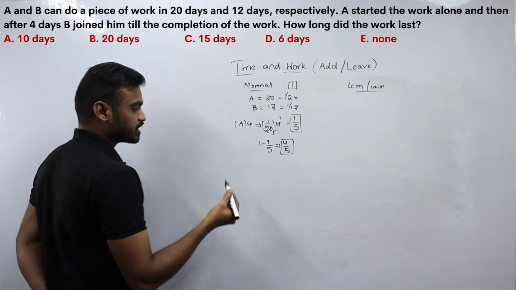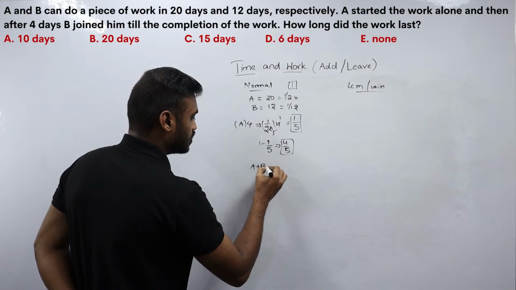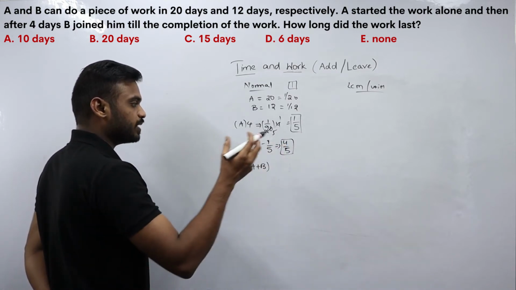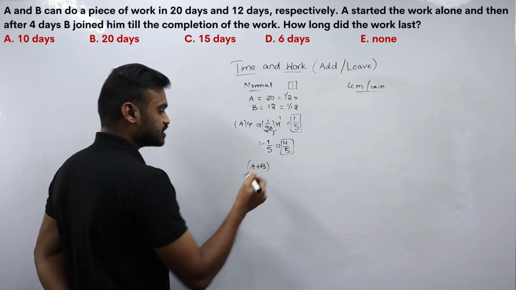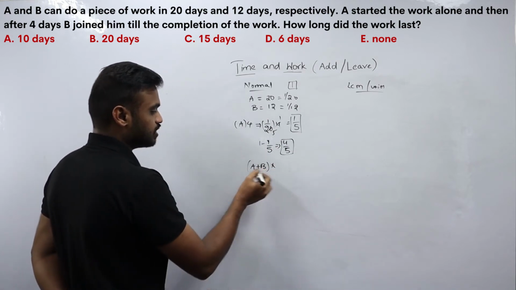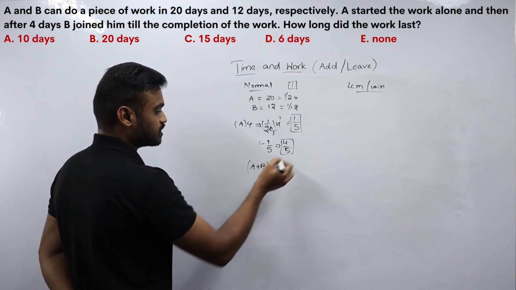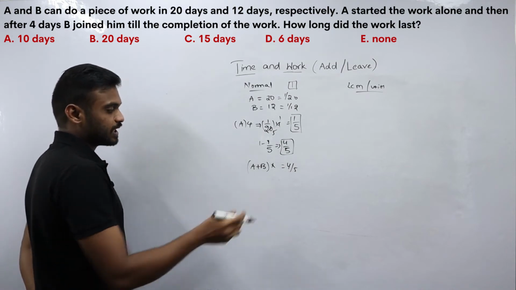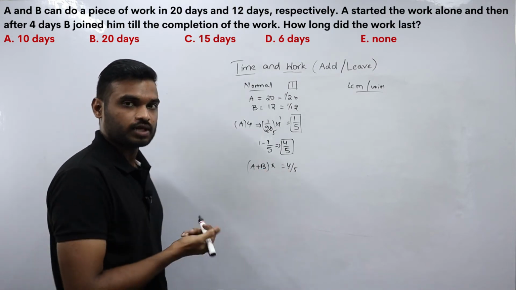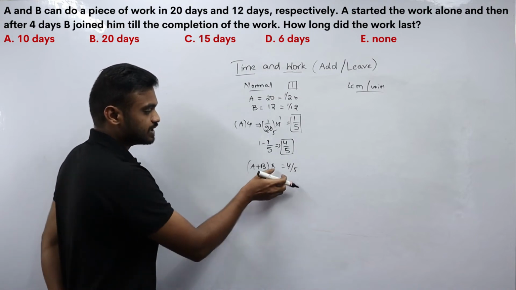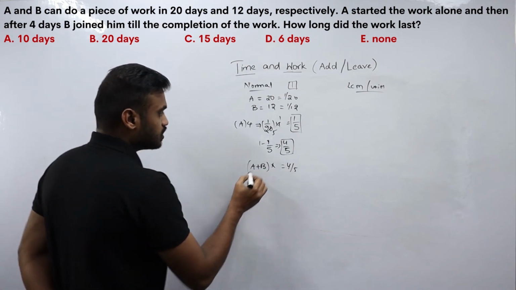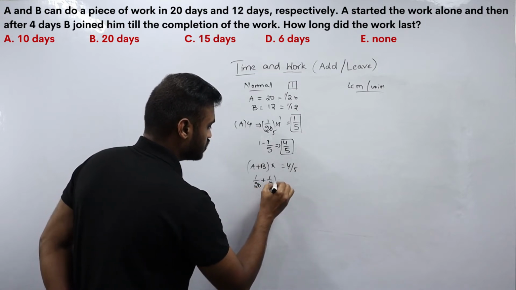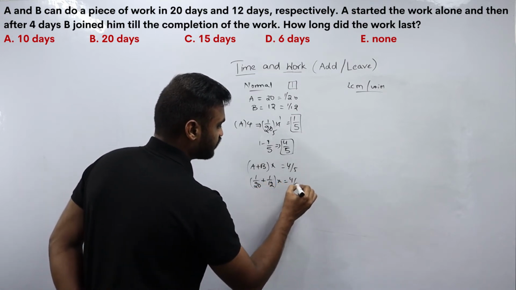Now A and B both are working together to complete this 4 by 5th part of the work. But we don't know how many days they have worked together. So let us assume the total days taken by A plus B to complete this 4 by 5th part of the work is X. I am assuming the total days as X days. Now I will get A plus B, that is, 1 by 20 plus 1 by 12, into x, equal to 4 by 5.